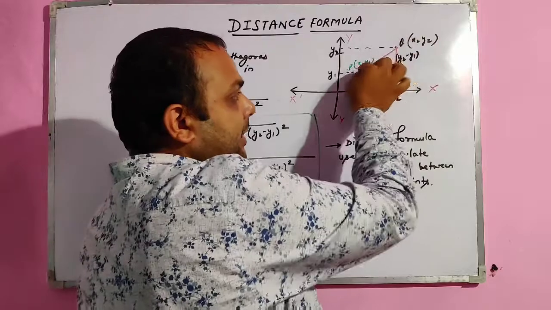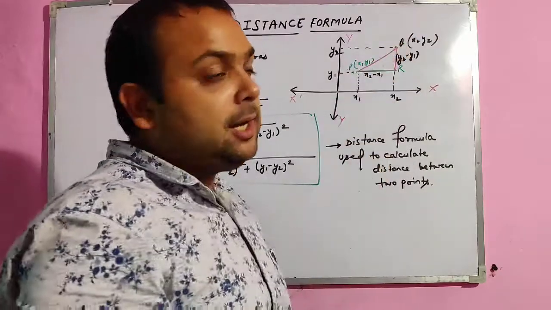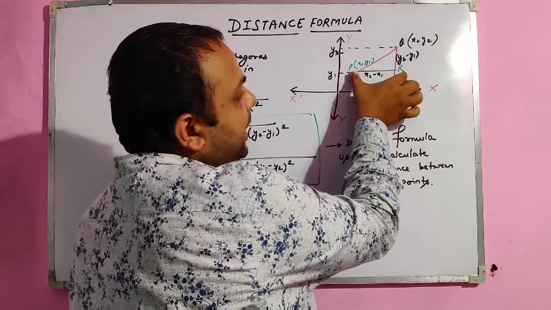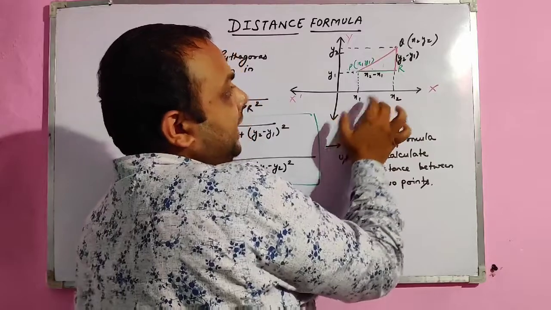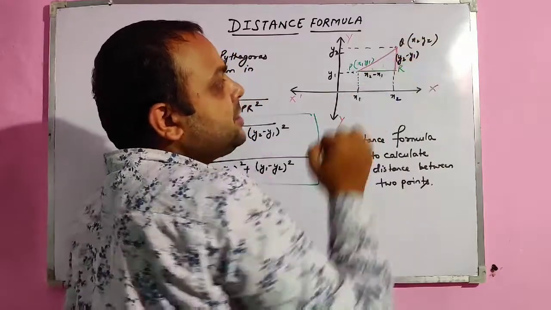Now if I join these and make a right angle triangle here, the distance PR is x2 minus x1 and the distance QR is y2 minus y1.